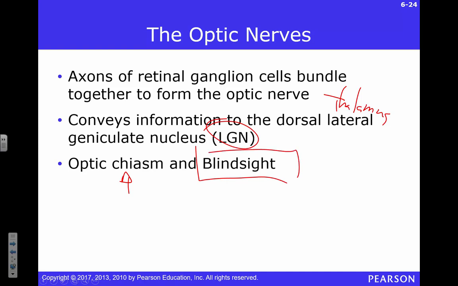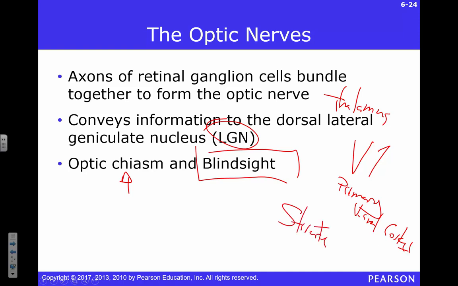We should take a moment and talk about blind sight. Once we leave the lateral geniculate nucleus, we go to a place called primary visual cortex, also known as striate cortex. It's known as striate cortex because it's striped. It has this nice, prominent striped pattern, or V1 for short, right? If you want to say it all the time, just call it V1.